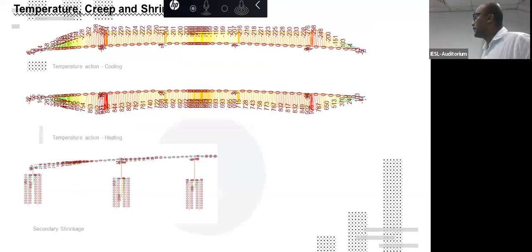Then this is a temperature action. Actual temperature we also modeled. We did all the modeling calculations by hand also, to double check, but the software also gave us similar output. This is the temperature action output from the software.